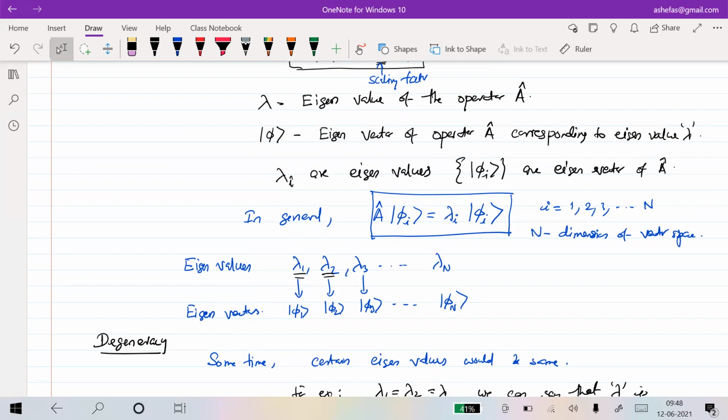So this is another way of defining the dimension of the vector space. Suppose you know the number of eigenvalues of an operator, then you also know the dimension of that vector space. The total number of eigenvalues of an operator is the same as the dimension of that vector space.